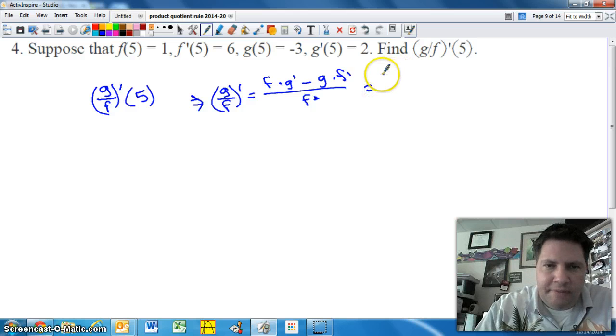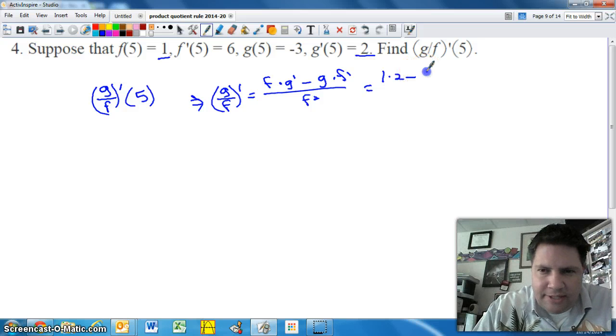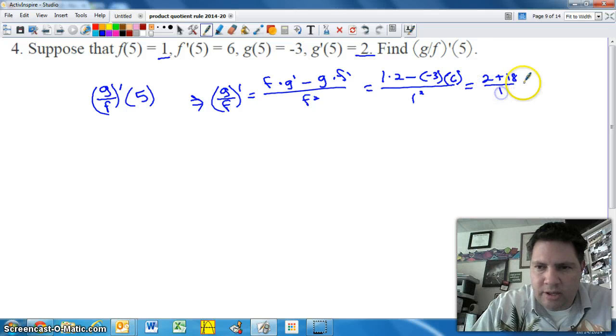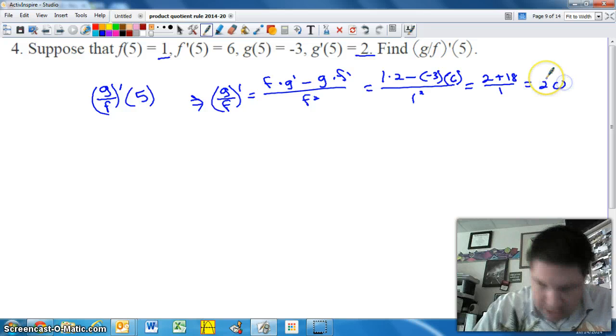So f of 5 is 1 times g prime of 5, which is 2. So 1 times 2 minus g of 5, which is negative 3, times f prime of 5, which is 6, all over the bottom squared. So f of 5 squared is 1 squared. So it looks like we end up with 2 plus 18 over 1, or 20, which does check with my answers.